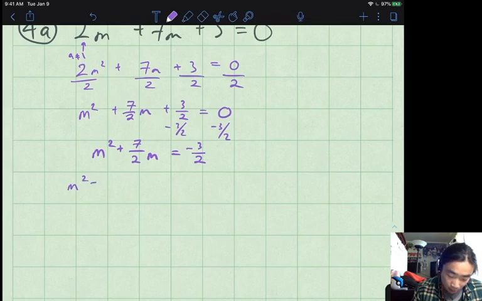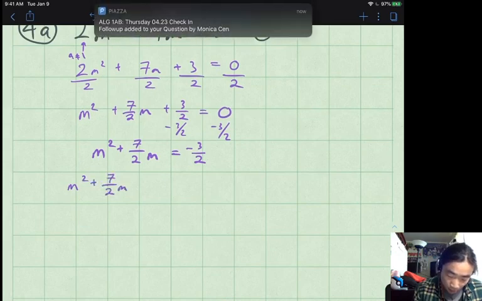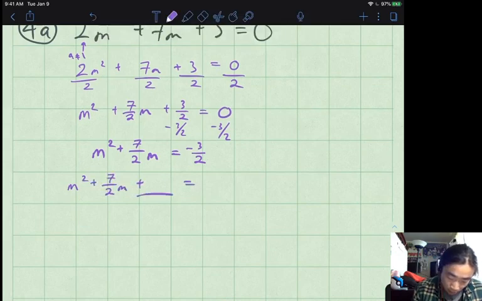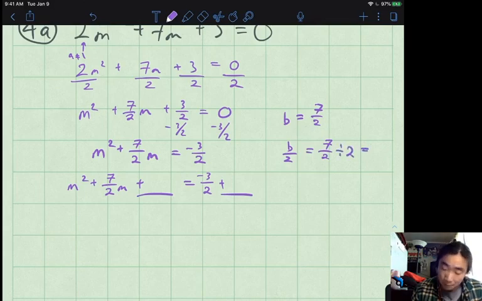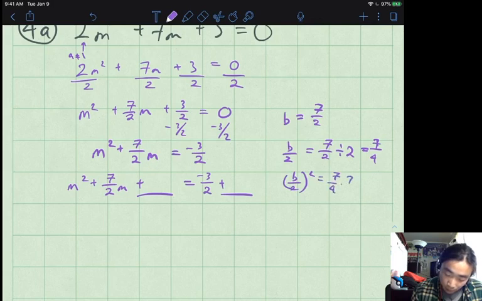I'll rewrite this, draw a little blank, so I know that that's what I need to add on to complete the square. On the side, I will figure out what to do with b over 2. You can think about fraction division like that, if it helps. B over 2 is 7 over 4. B over 2 squared is 7 over 4 times 7 over 4, 49 over 16.